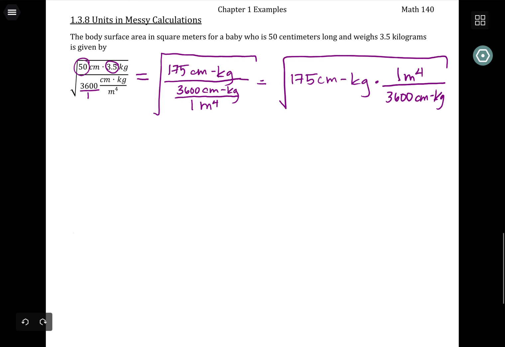Okay, so I'm finally looking at this thinking I see some cancellation that can happen. The centimeters times kilograms is going to cancel from the top and the bottom. I'm going to think about this first one as being over 1, so I can multiply across, and I'm left with 175 meters to the 4th divided by 3,600.